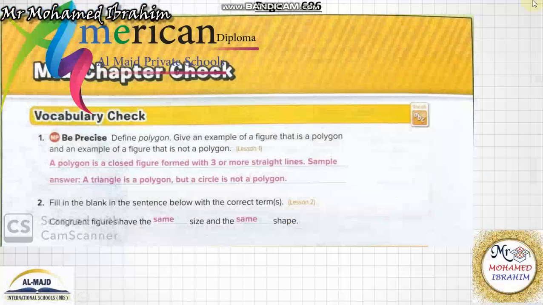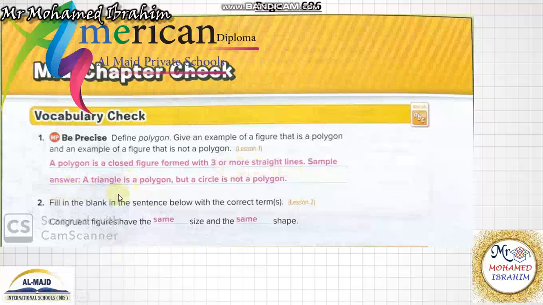Mid-chapter check, page 696. Define polygon, and he wants some examples of polygons and another example for any figure that is not polygon. A polygon is a closed figure formed with 3 or more straight lines. It must be formed with 3 or more straight lines, and it must be a closed shape.